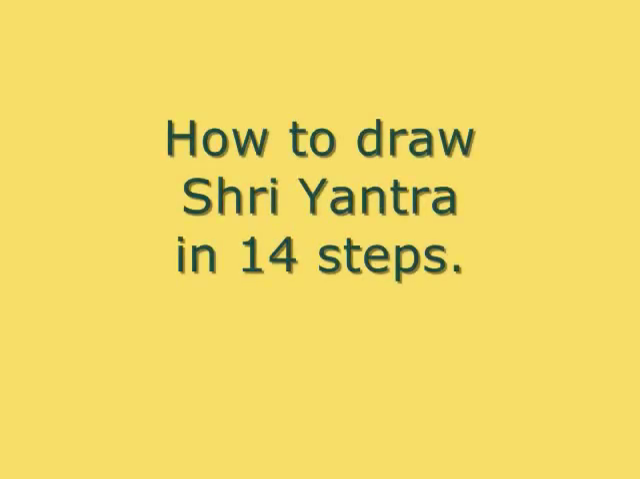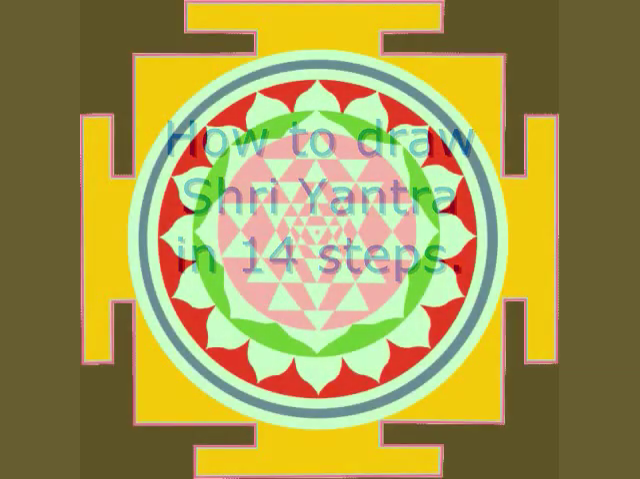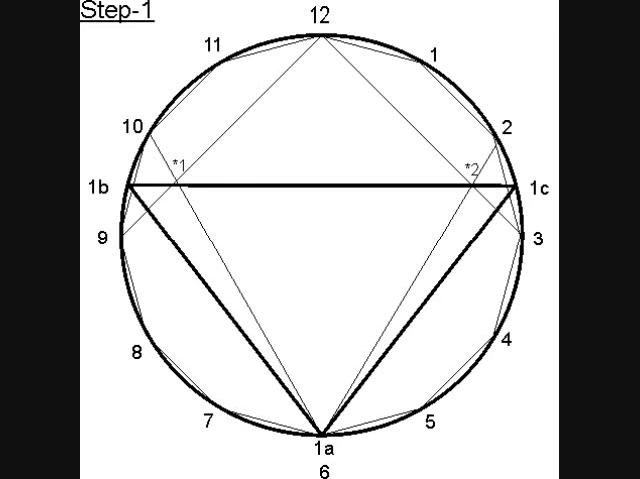How to draw Shri Yantra in 14 steps. Step 1. Inner circle and triangle 1 with apex down. Draw a circle of approximately 5 cm radius.